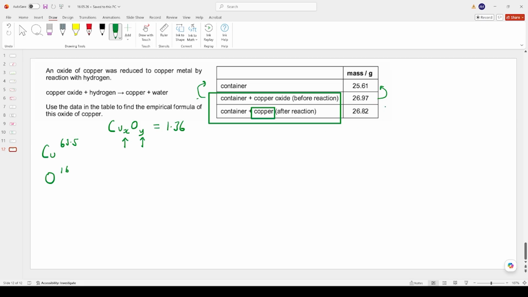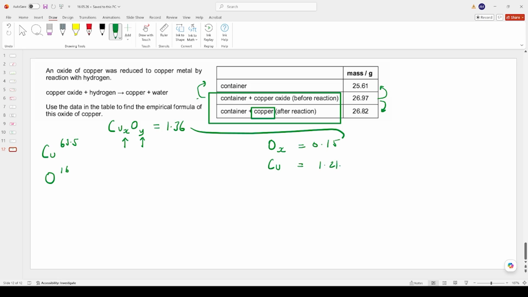Okay, so if we take that, take away that, so we're going to go 26.97, take away 26.82, and we get 0.15. So the mass of oxygen is 0.15, and the mass of copper is going to be this, take away this, which is 1.36, take away 0.15, and we got 1.21. So we got the masses, so that's good.